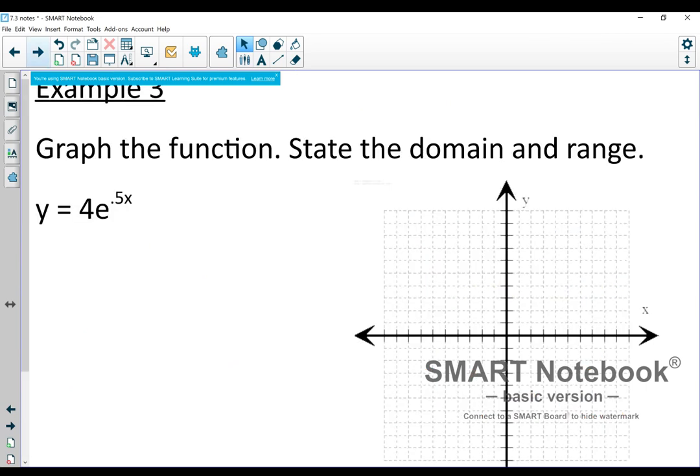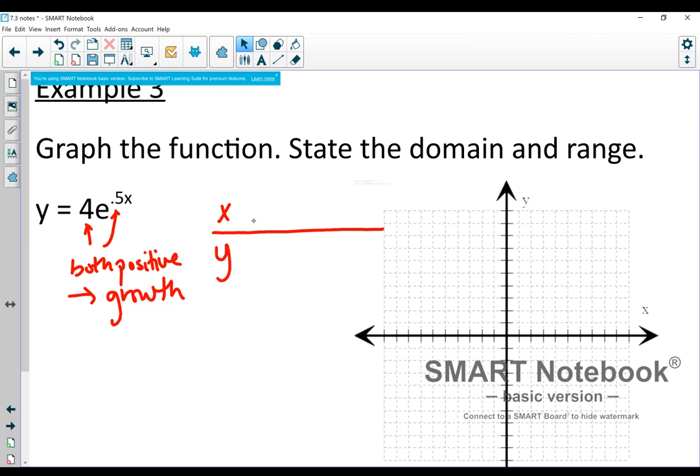We're going to play around with actually graphing. So because these are both positive, we have growth here. And then I am going to need to make a table. And this is just really use a calculator, so I'm going to do it all in one step. I'm not going to do like I did before where I raise it to a power and then multiply it by 4. I would just go through and plug these in my calculator.